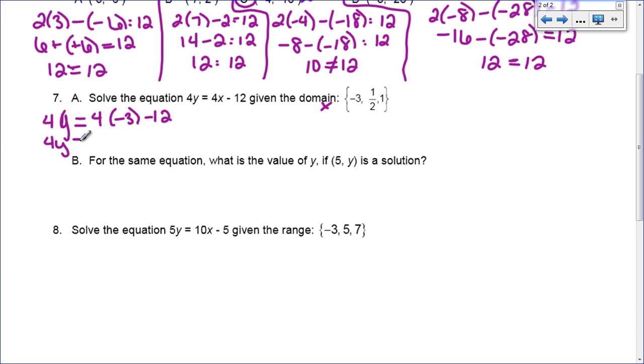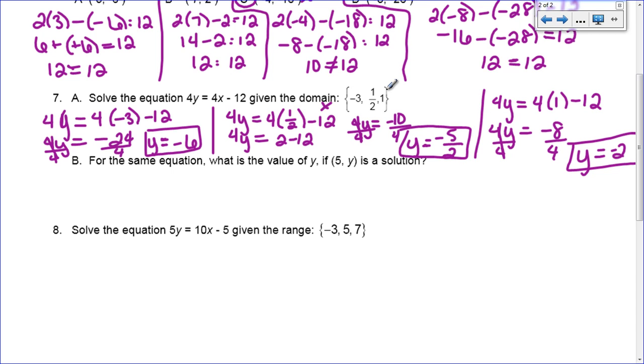So 4y equals, well, 4 times negative 3 is negative 12. And negative 12 minus 12 does not equal 0. It equals negative 24. And so then I have to solve this for y, so I divide both sides by 4. So when I do that, I get one of my answers is y equals negative 6. So that's what this equals when I solve this one, because negative 24 divided by 4 is negative 6. So now I'm going to have you pause again, try it with the other 2, and come back and check your answers.